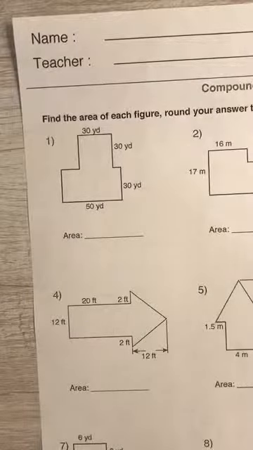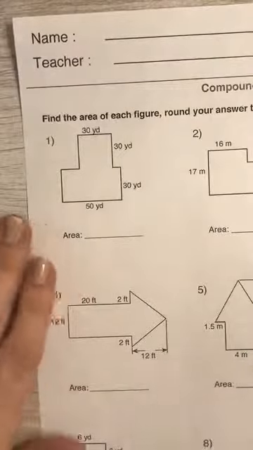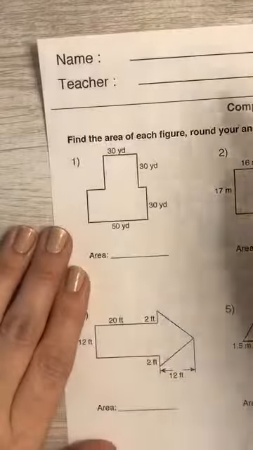Okay, so in this video today, we're going to find the area of compound shapes. Compound shapes are when you have more than one shape stuck together. All right, let's start with number one.